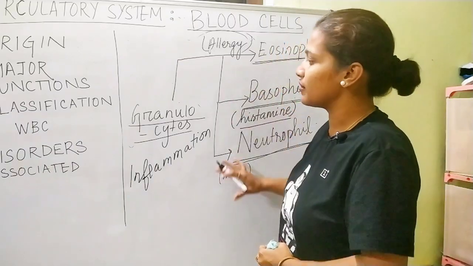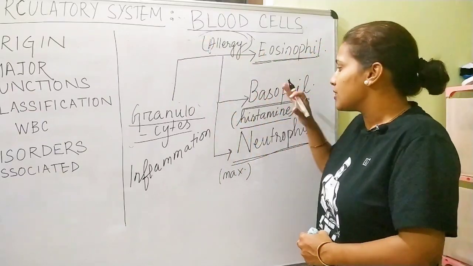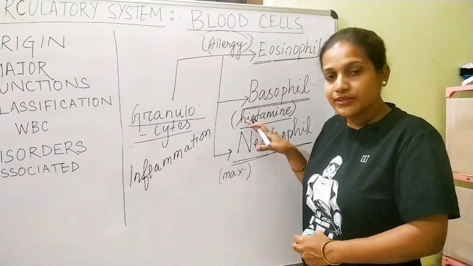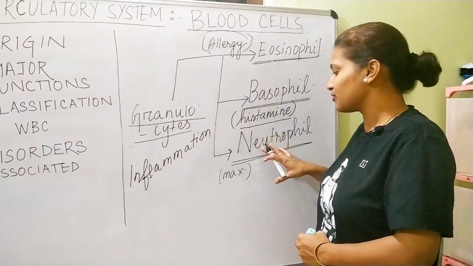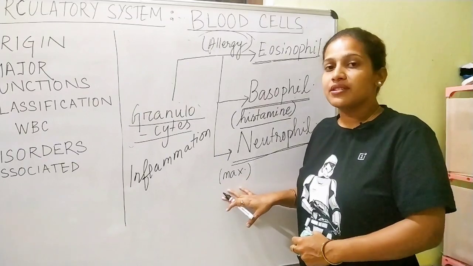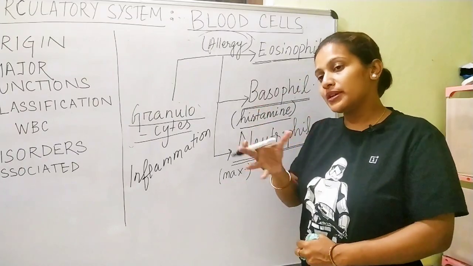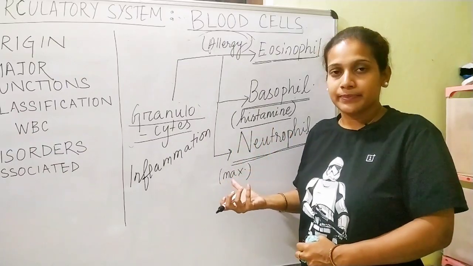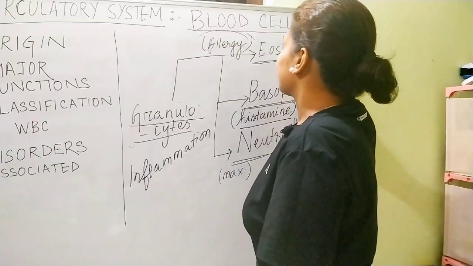Now this was all about your granulocytes. Eosinophil for allergy and hypersensitivity. Basophils, histamine is present, responsible for bringing out inflammation symptoms. Neutrophil, they are mainly associated with engulfing the bacterial pathogen or bacterial components and phagocytizing it. Clear? Now let's talk about your agranulocytes.